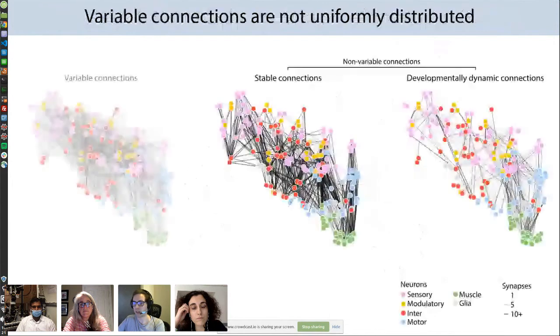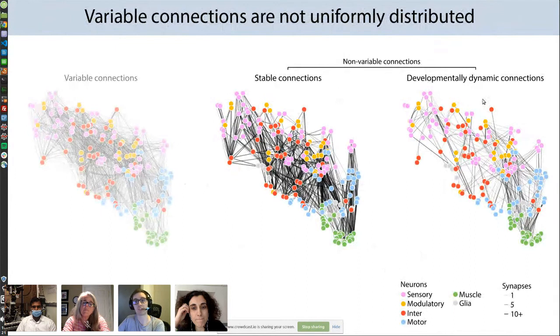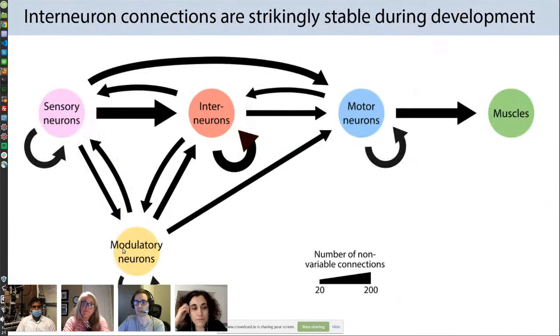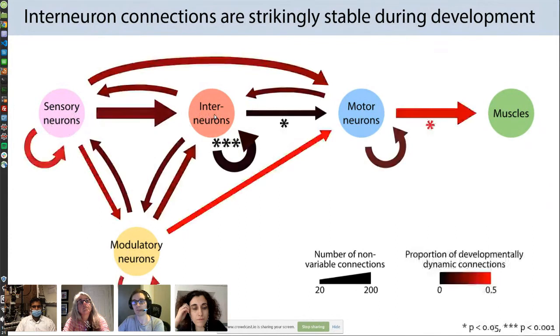And similar to how we examined these variable connections, we asked if developmentally dynamic connections, which are the ones that change across maturation, are evenly distributed throughout the connectome. So we again group cells by their type, this time visualized a bit differently as a network graph, where each arrow indicates all the non-variable connections going from the cells of one type to another. We found that developmentally dynamic connections are distributed throughout all layers of the network, but most changes are seen at the periphery, from sensory to modulatory to motor neurons. In contrast, the communication within the interneuron layer is remarkably stable.